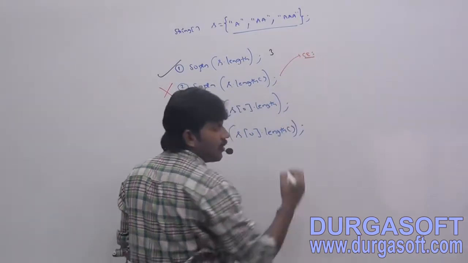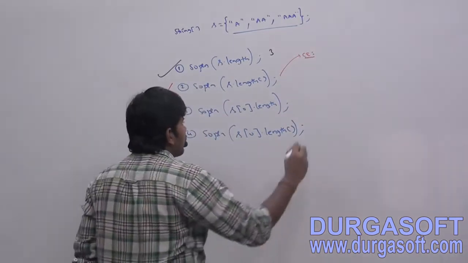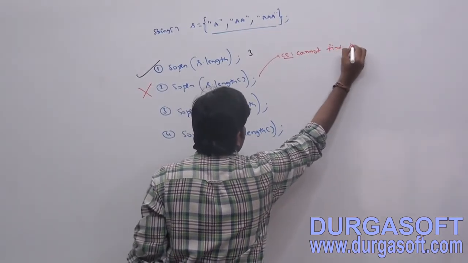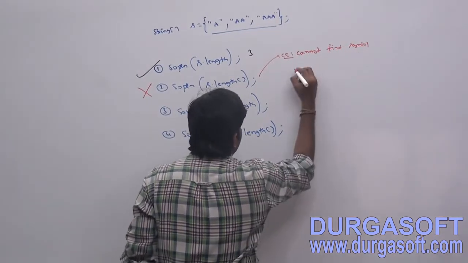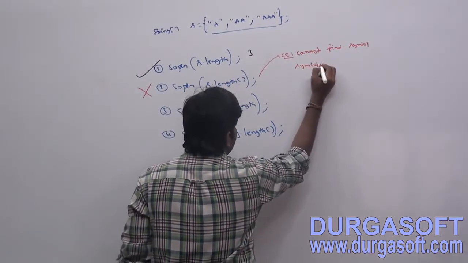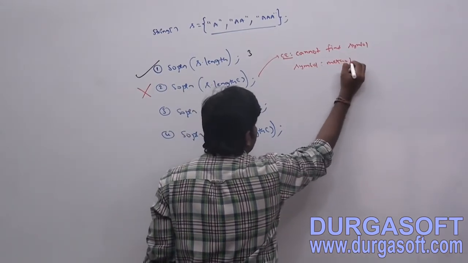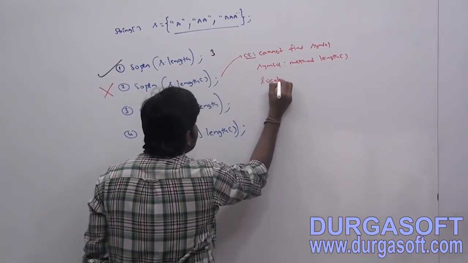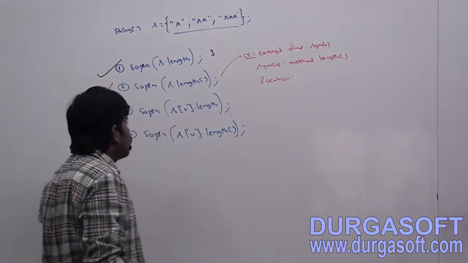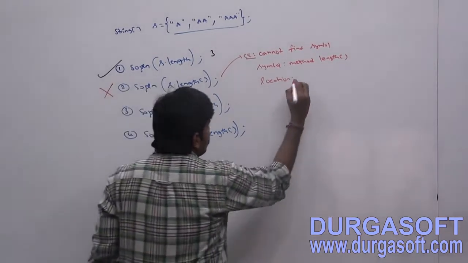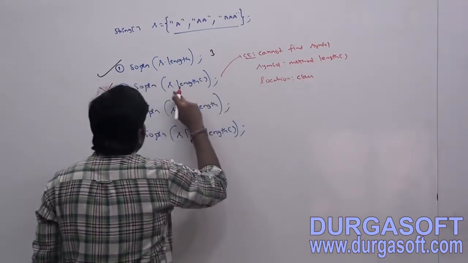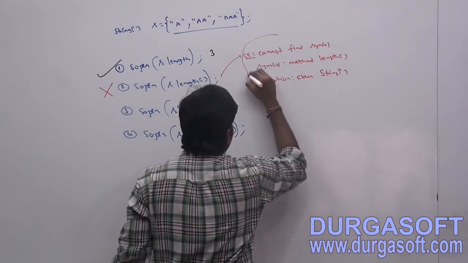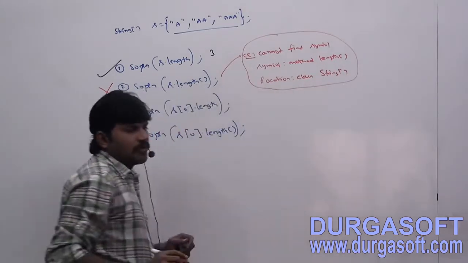Have you observed? We will get a compile time error. What is that error? Cannot find symbol. Which symbol? Method length. In which location? Class string array. s is a string array, and for the string array class, the length method is not applicable, right?